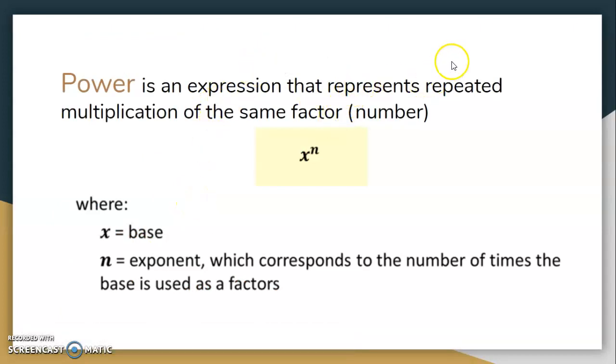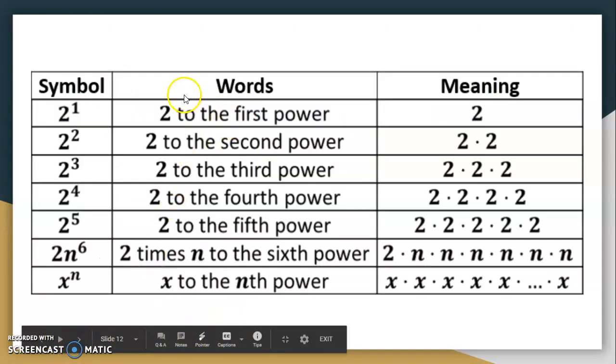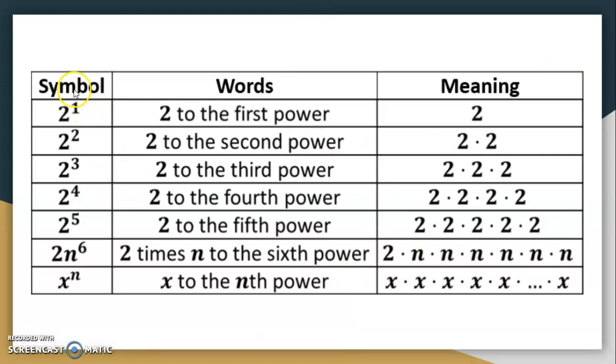A power is an expression that represents repeated multiplication of the same factor or number. So x to the nth power, where x is the base and n is the exponent, which corresponds to the number of times the base is used as a factor. So this is just a chart to show you the difference between the types of exponents and what they're called, or the power, and then what it looks like, the meaning of it.